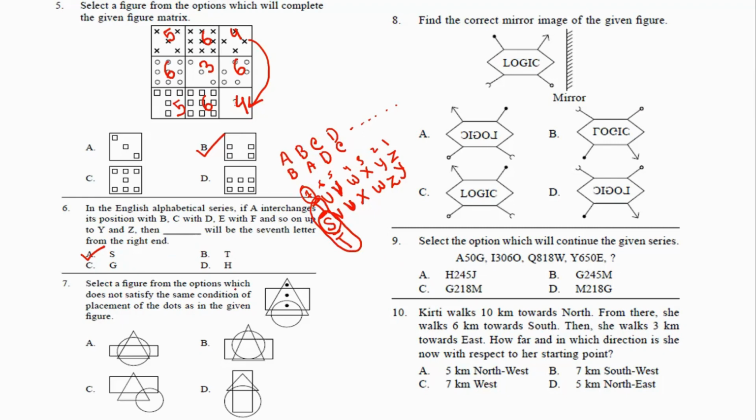Select a figure from the option which does not satisfy the same condition of the placement of the dot as in the given figure. So if you see which one does not satisfy, here one dot is in the triangle, one dot is in the rectangle, and one dot is in the circle, right? So the only one that does not satisfy is, in all the cases you will have a separate dot in all of these, right?